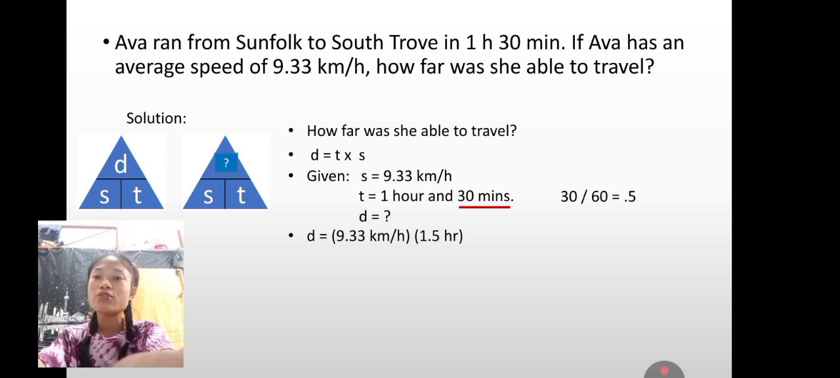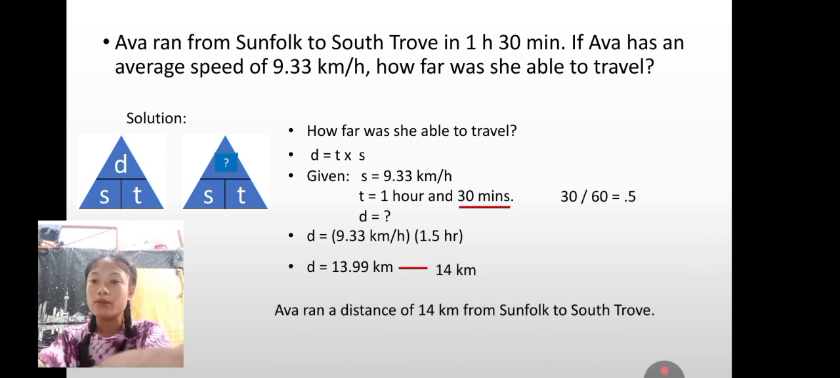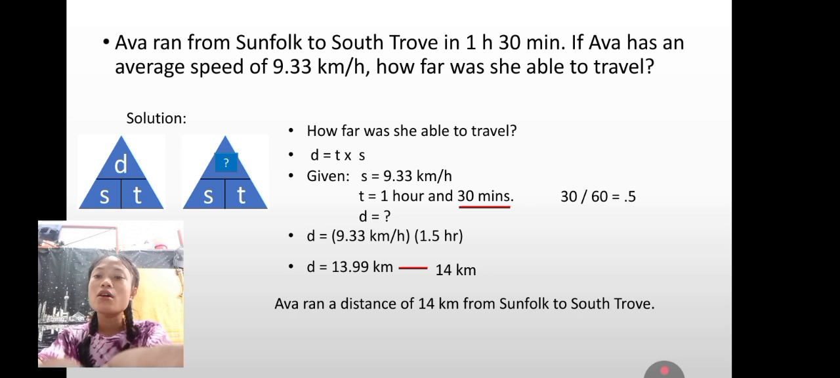So, substitute the values into our formula. D is equals to 9.33 times 1.5 hour. And the answer is D is equals to 13.99 kilometers. Atong i-round off, mahimo siyang 14. Ganong mahimo siyang 14? Kay ang next number is higher than the 5. Mahimo siyang 14. So, Ava ran a distance of 14 kilometers from Suffolk to South Road.